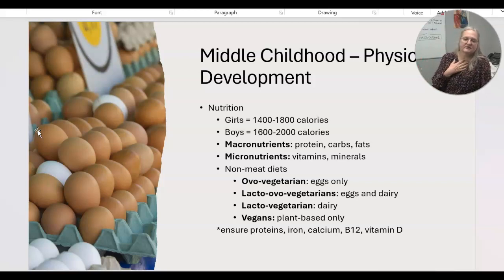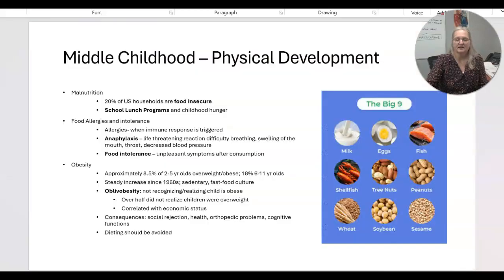I don't consider myself a vegetarian, but I don't really like to eat meat, and I would probably fall into the lacto-ovo vegetarian group. Like I'll eat eggs and dairy, but if I'm given a choice, I would just assume not have meat. But some families might be choosing this at this time.